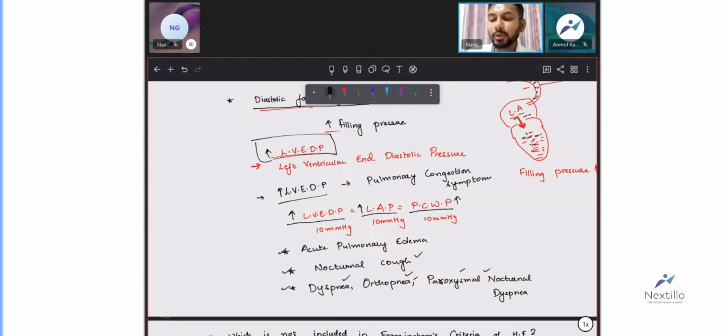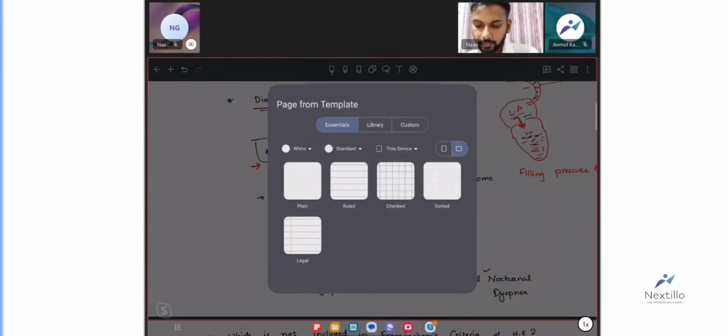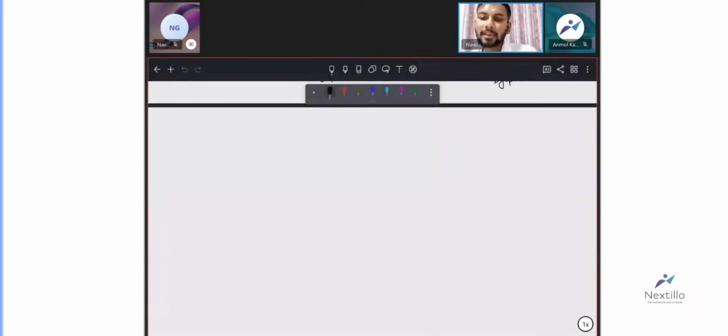So, an easy way to remember this: LV systolic failure will cause forward symptoms. LV diastolic failure will cause LVEDP symptoms, or pulmonary congestion symptoms. So the LV systolic and diastolic failure part is done. Now the next most important thing.